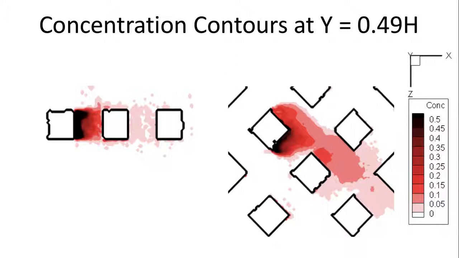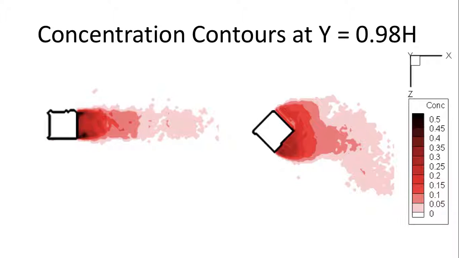We can see this also in the concentration contours at different levels. This is for y equals 0.49. And as we can see, in the 0-degree case, the concentration is a lot more concentrated in the area right behind the tall building. But in the 45-degree case, it's a lot more watered down since it starts moving down the boulevards and disperses through a larger area.